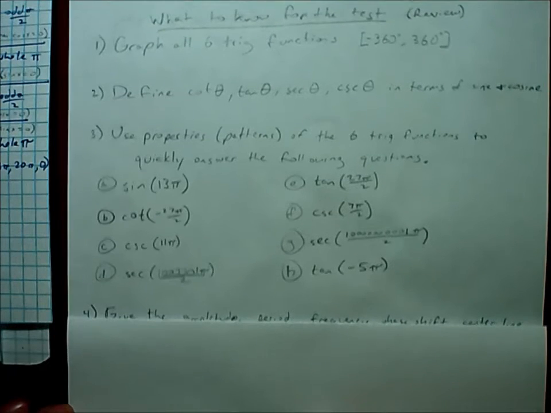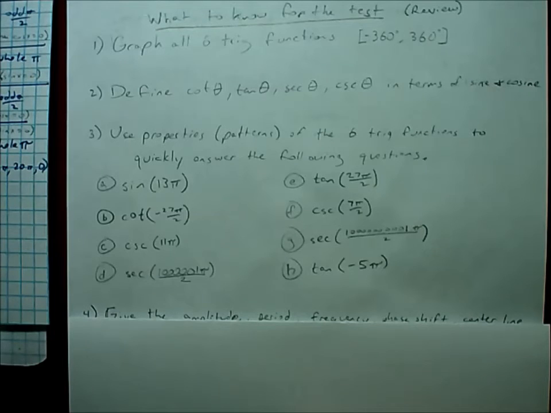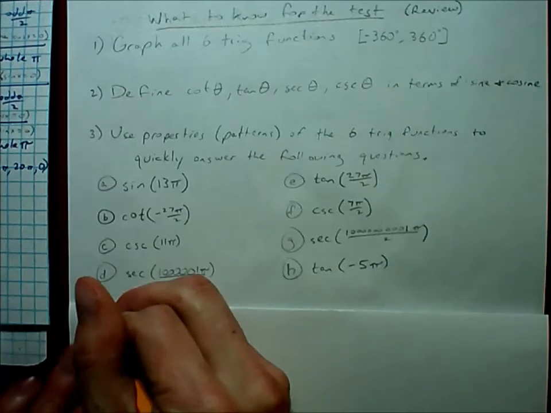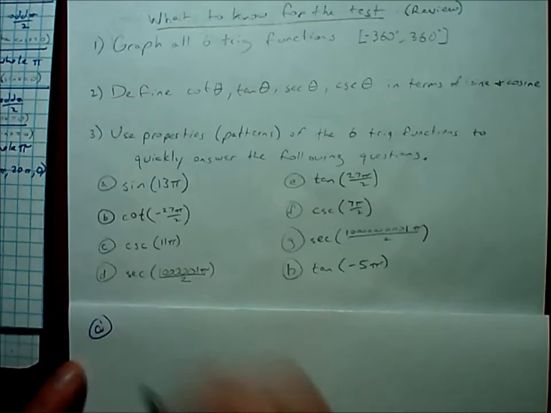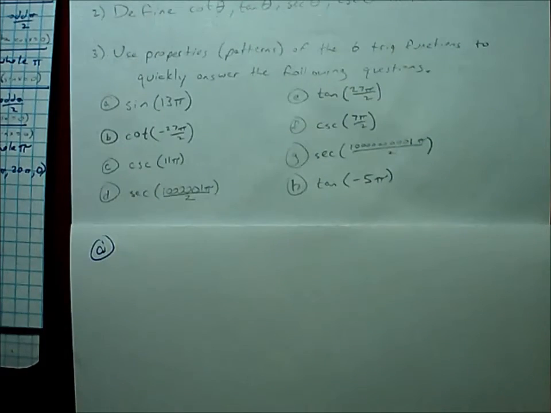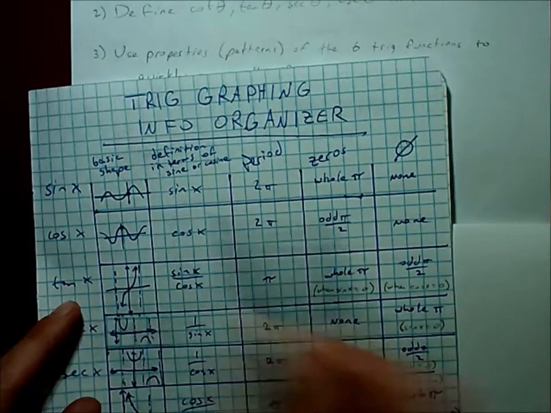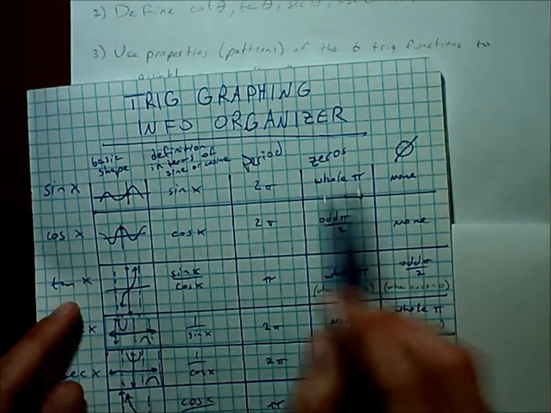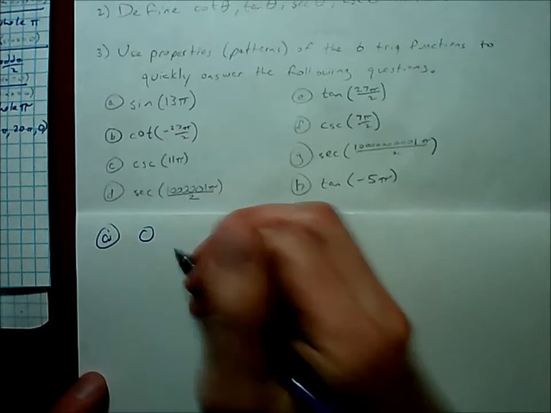And so we're going to base these problems off of the patterns that we saw when we graphed all 6 trig functions. So first off, sine of 13 pi. Based off of the pattern we saw when graphing, sine is 0 at every whole number times pi. So sine of 13 times pi would qualify as a whole number times pi. So sine would be 0 there.